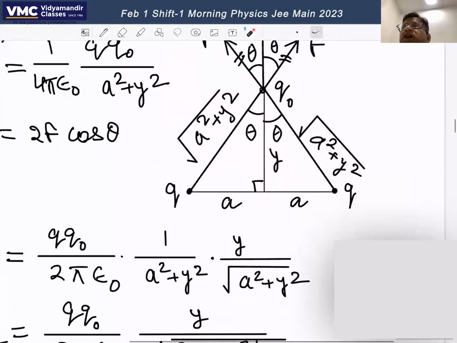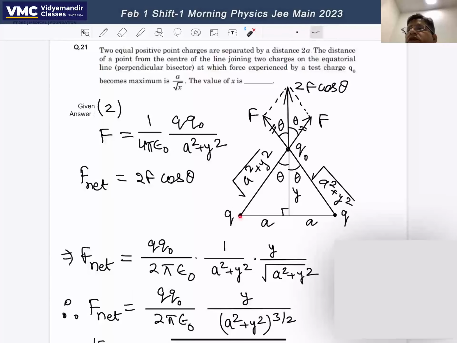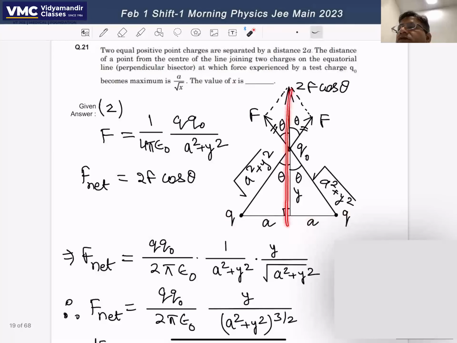So we see that there are two point charges Q separated by distance 2a. There will be a perpendicular bisector passing through this midpoint, and at a certain height y we will put some charge Q0, and at the ends the two charges Q each are there.